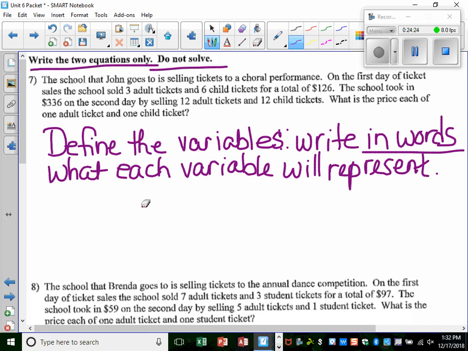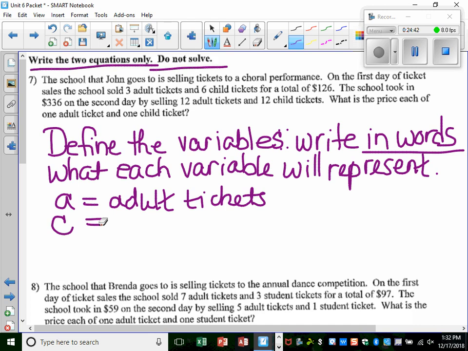If I say define your variables, you're going to say, okay, A is going to represent adult tickets, or whatever variable you choose. You could say X and Y if you want to stick to that. And C for the child. If you wanted to use X and Y, then you would just say X and Y. So you get to choose your own variables. Now we're going to go back to the problem.